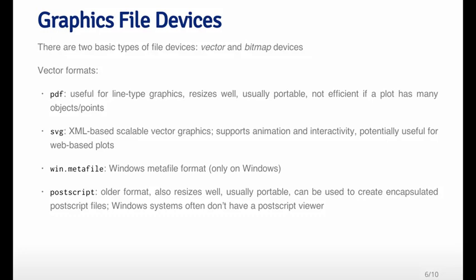So when it comes to graphics file devices, there are basically two broad categories of devices. One is called vector devices or vector formats, and the other is called bitmap. Vector formats are most useful for things like line graphics. So if you have a scatter plot and maybe you draw a regression line through it, these are line graphics. They're not like natural scenes or images of photographs or things like that.